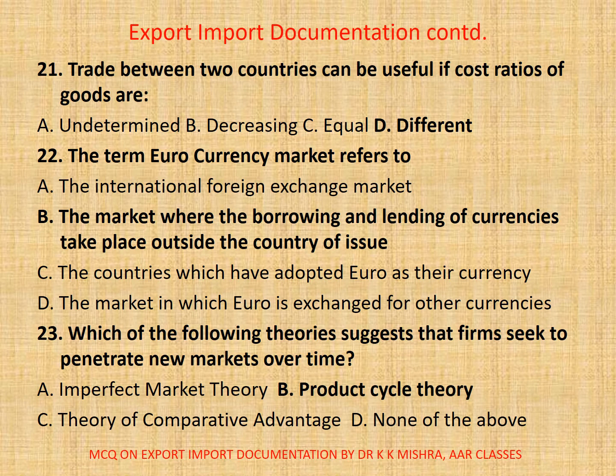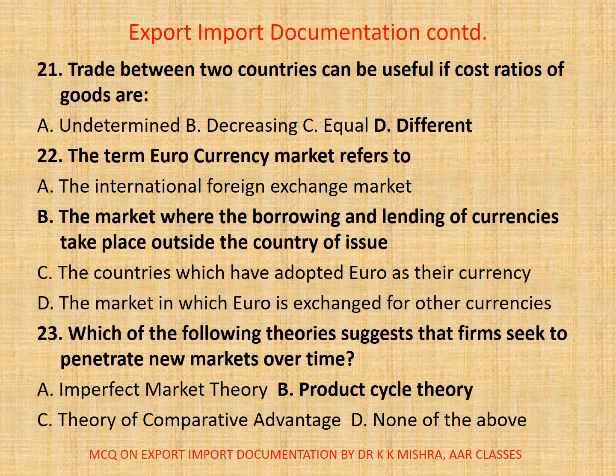21. Trade between two countries can be useful if cost ratios of goods are A. undetermined, B. decreasing, C. equal, D. different. Correct option is D. Different. 22. The term euro currency market refers to, here correct option is B, the market where the borrowing and lending of currencies take place outside the country of issue.